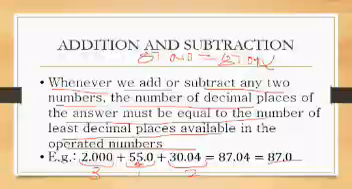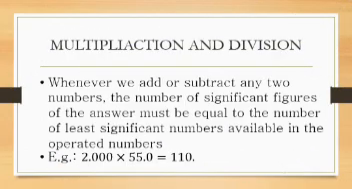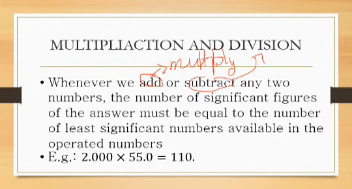Similarly, let's move on to another topic. Okay, so multiplication and division. How can you perform multiplications and divisions considering significant figures? Here it will be multiplication. Sorry, typing mistake here. Multiply, and in place of subtract here it will be division. Whenever we multiply or divide two numbers, the number of significant figures of the answer must be equal to the number of least significant figures available in the operating numbers.